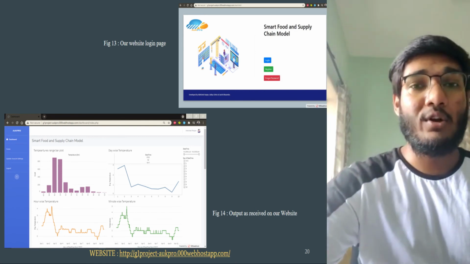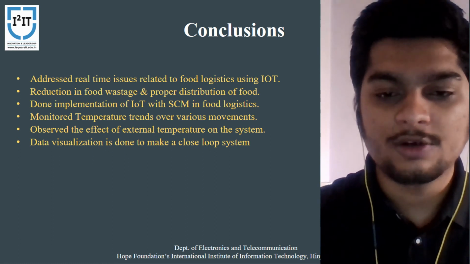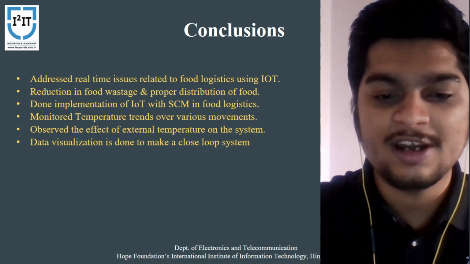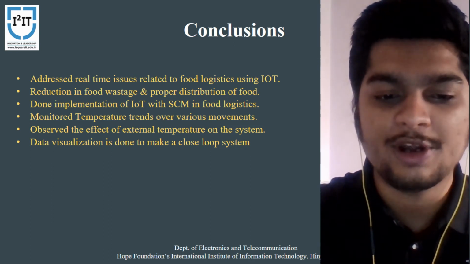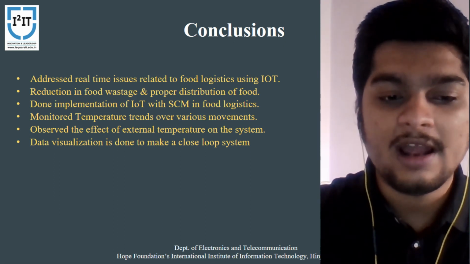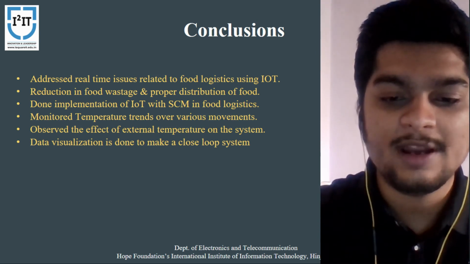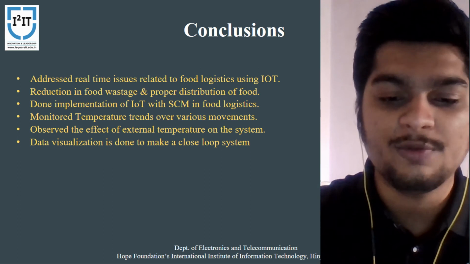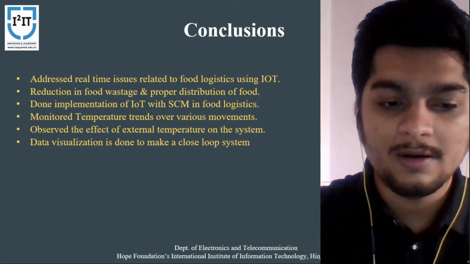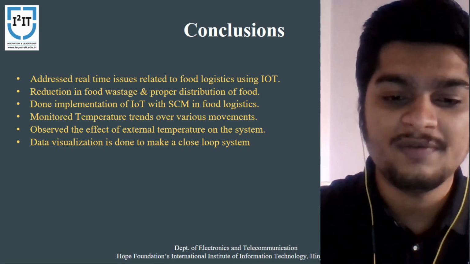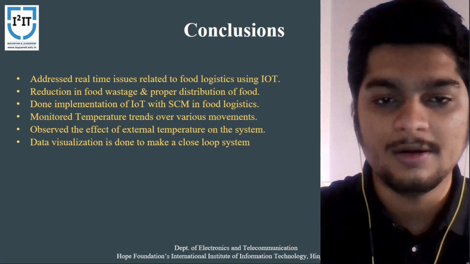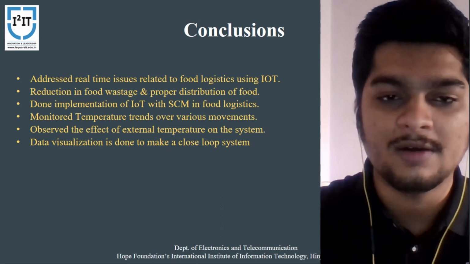Now, moving on to the conclusions. As I conclude about our project, the basic conclusion is to find out the real-time issues related to food logistics using IoT and monitoring temperature trends along with other various movements and product details. We have done the implementation of IoT with HCM in a food logistics system, and data visualization is done to make a closed loop system which will observe the effect of external temperature on the system, and it will make it easy to find the logistic part in food supply chain management.